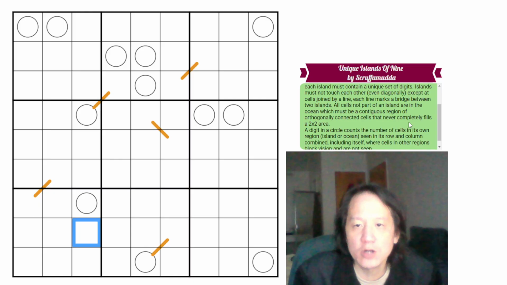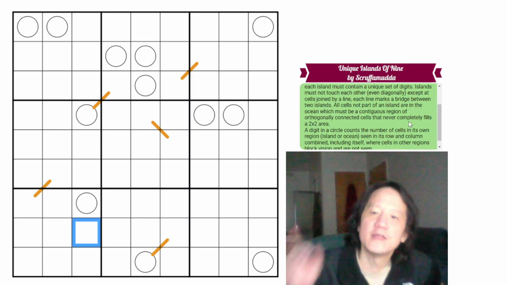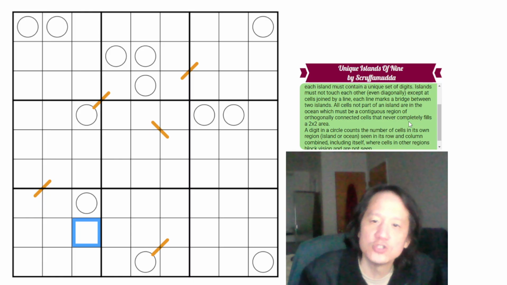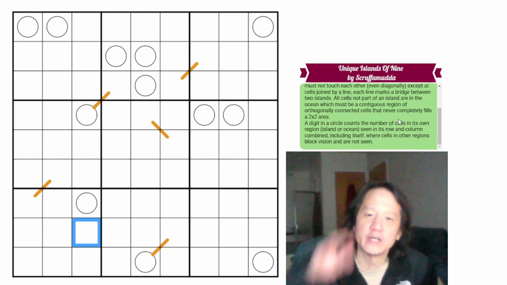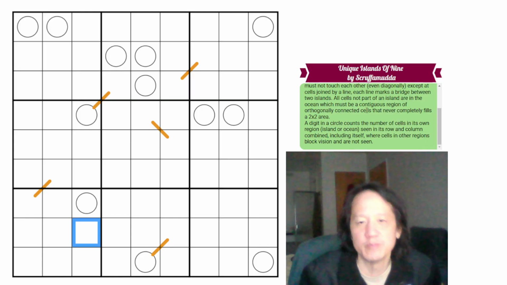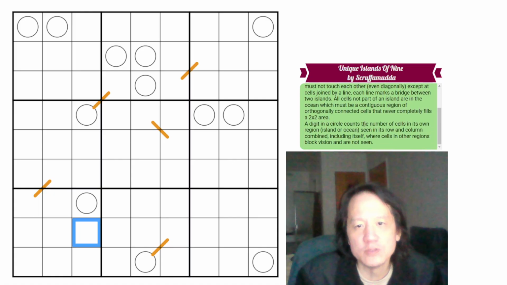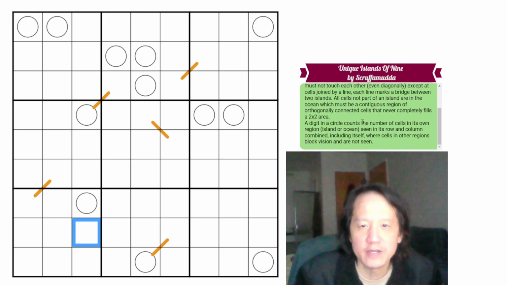Each line marks a bridge between two islands. All cells not part of an island are in the ocean, which must be a contiguous region of orthogonally connected cells that never completely fills a 2x2 area. I'm reading the whole thing because I think I need to grasp essentially the complete rule set. So we'll get to examples and what this means in general a little bit later.